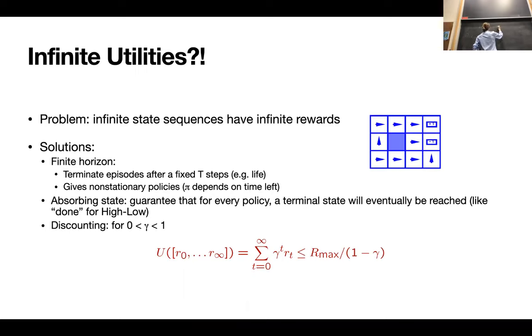If you have a sequence of 1 plus gamma squared plus gamma to the power of 3 plus and so on. Have you seen this and how this converges to 1 over 1 minus gamma, I think. So this is the geometric sequence.